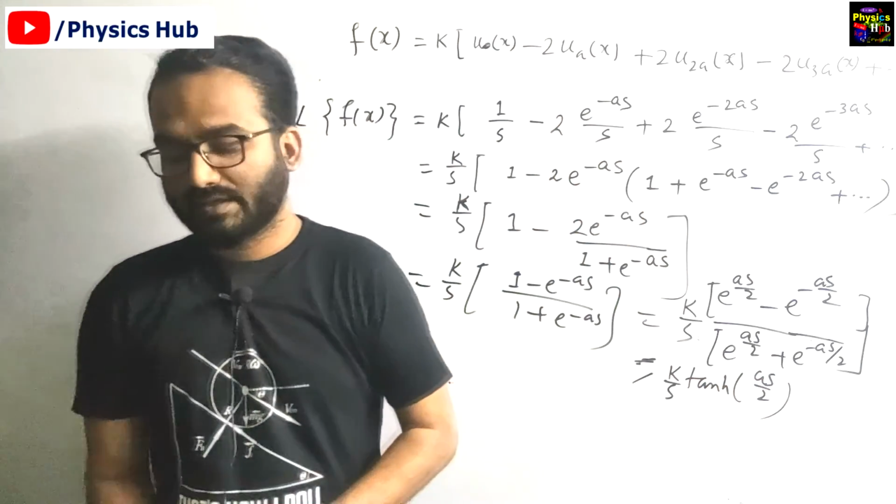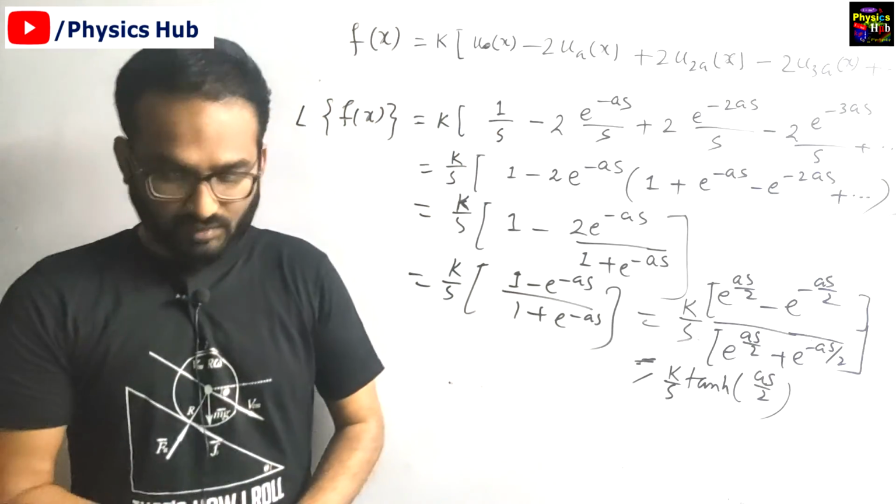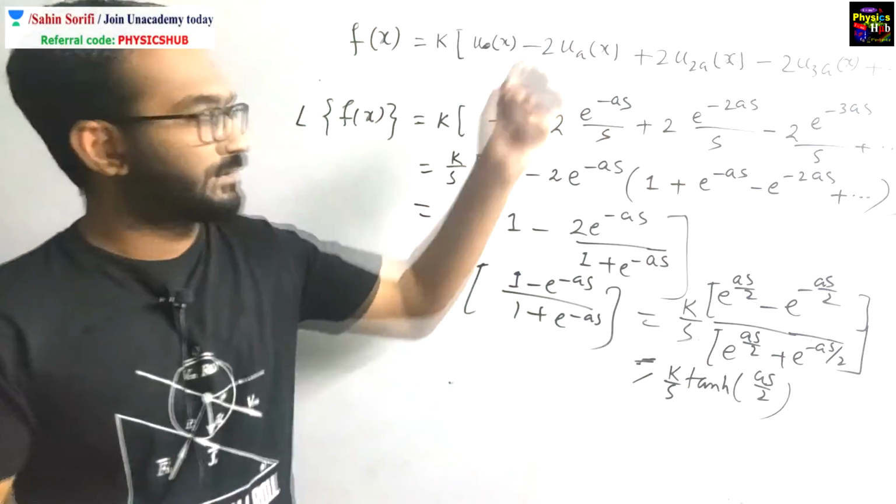So in this way we can easily tackle problems based on unit step function. So I hope you have understood this. K by s tanh as by 2. So this is the Laplace transform of this function.